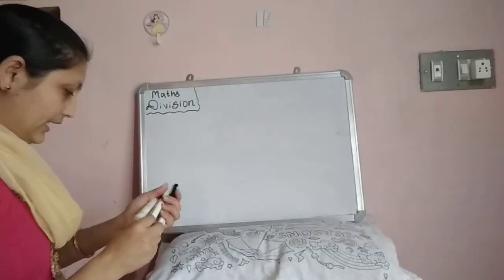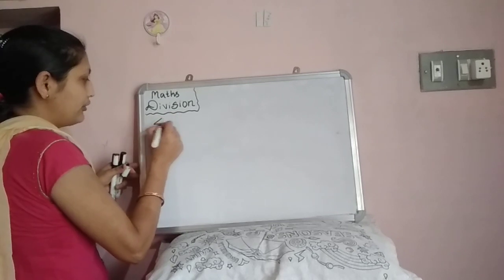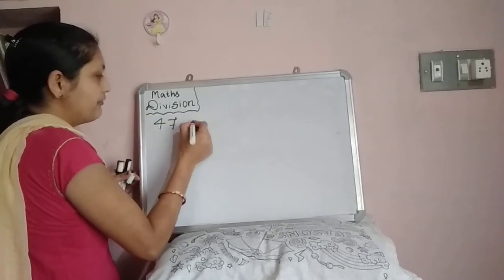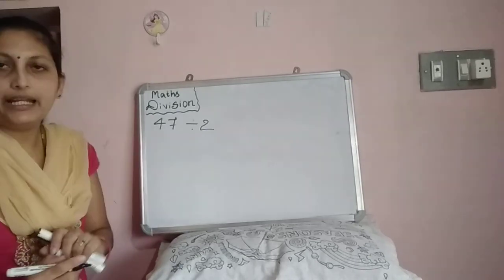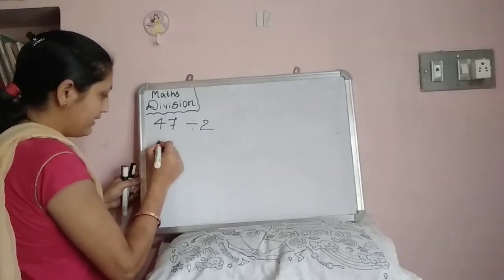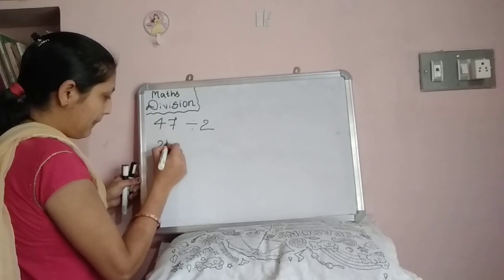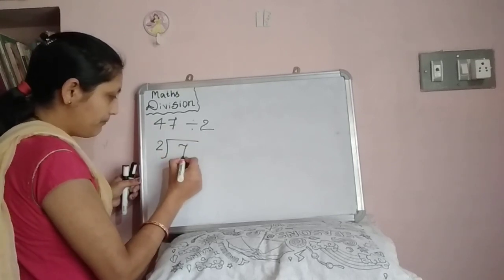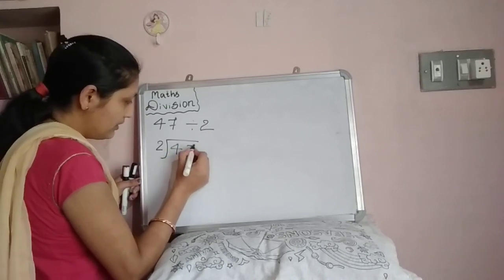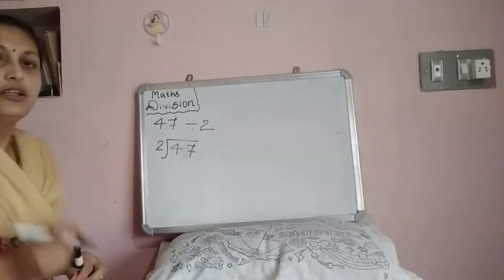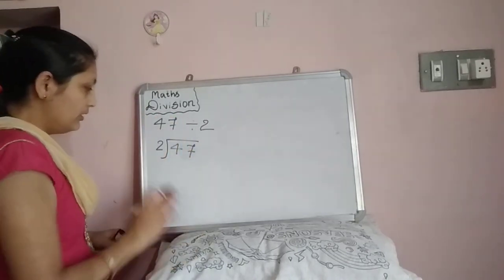So let us take 47 divided by 2. So 2 is the divisor. Let us take 47 here like this. Now let us divide this number.